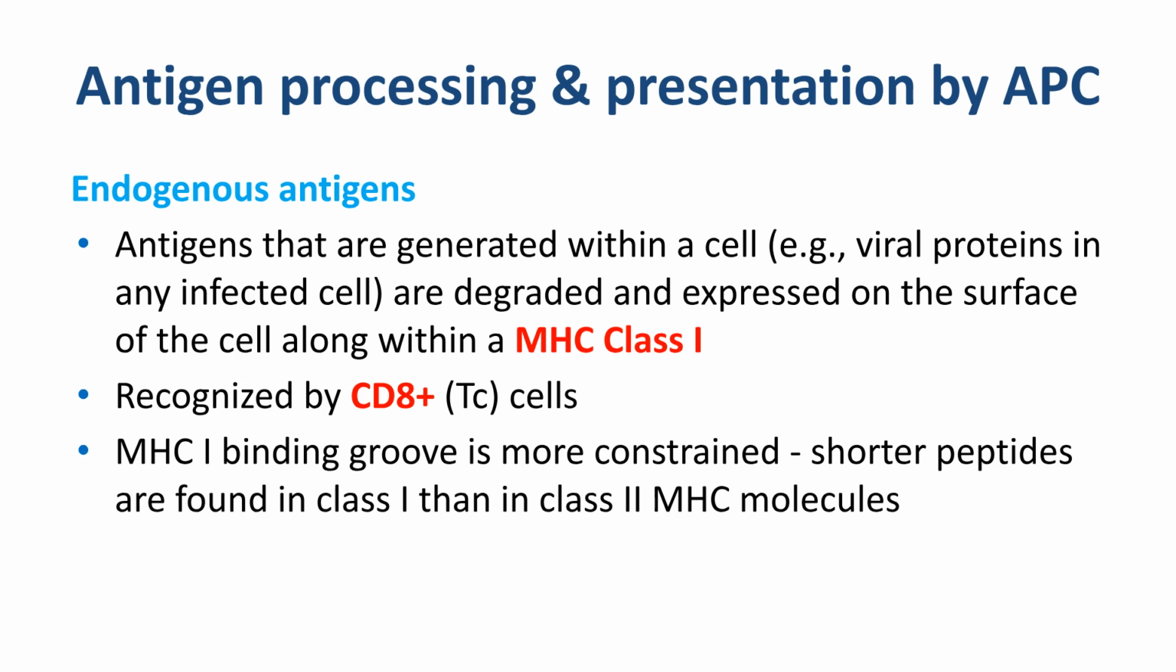This pathway operates in all nucleated cells, not just professional APCs. Endogenous antigens are generated within cells. The most important example is viral proteins, produced when viruses infect and replicate inside cells. Tumor antigens and some intracellular bacterial proteins in infected cells also follow this pathway. Endogenous proteins are processed and presented to MHC class I molecules. These complexes are recognized by CD8 cells, or cytotoxic T cells, or TC cells. The CD8 molecule binds specifically to MHC class I molecules.